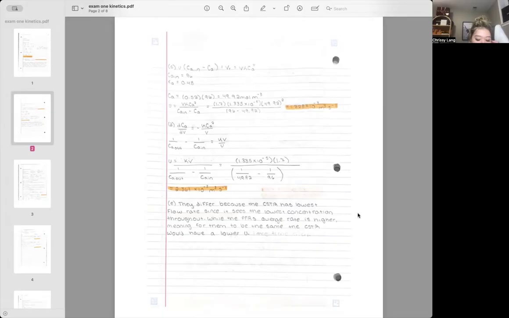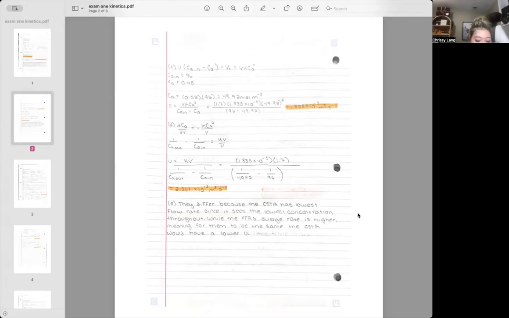After simplifying, I solved for the volumetric flow rate using the known values for k, C_A0, conversion, and reactor volume. I calculated v in meters cubed per second. This shows the flow rate needed so that the reactor reaches the same conversion as in the batch reactor case.